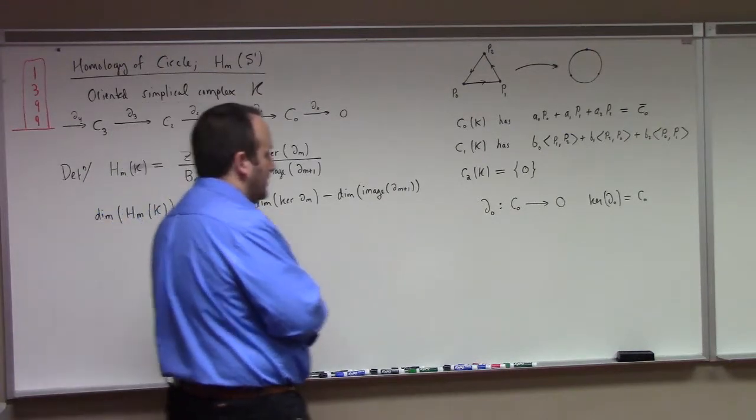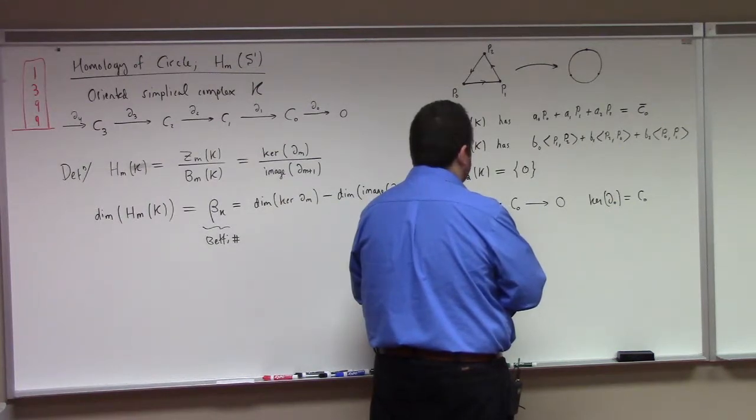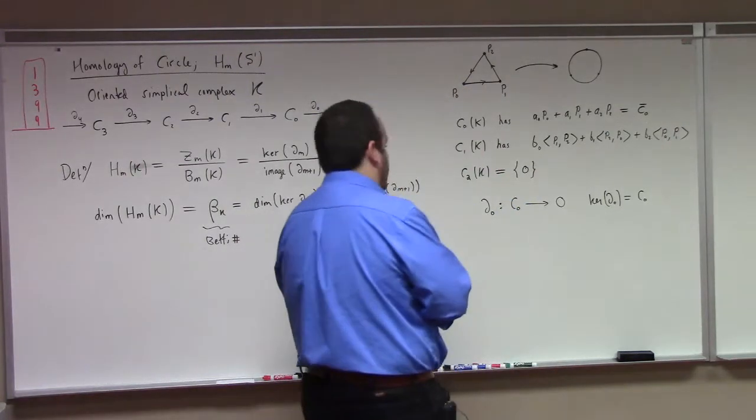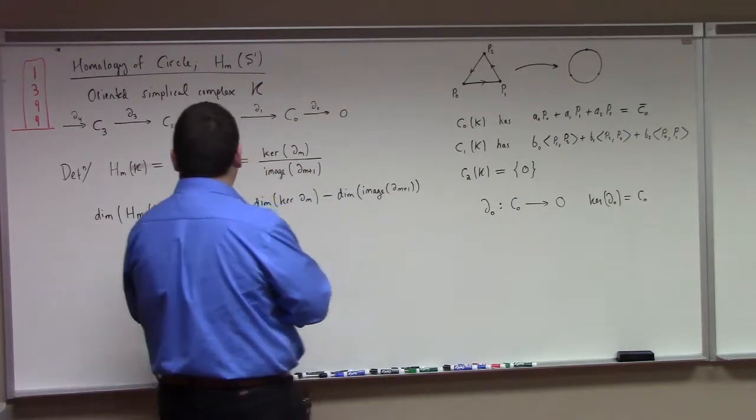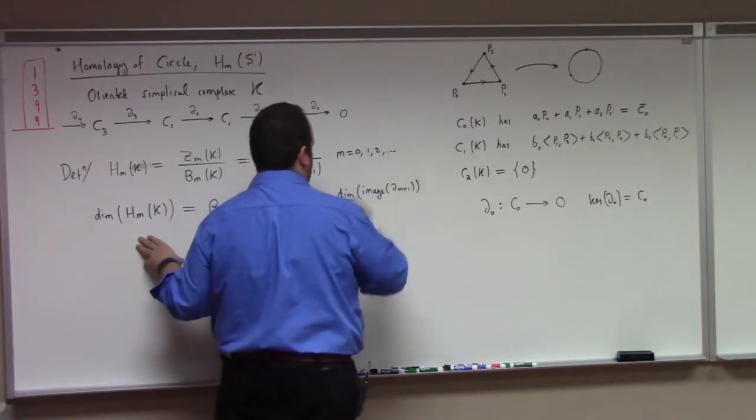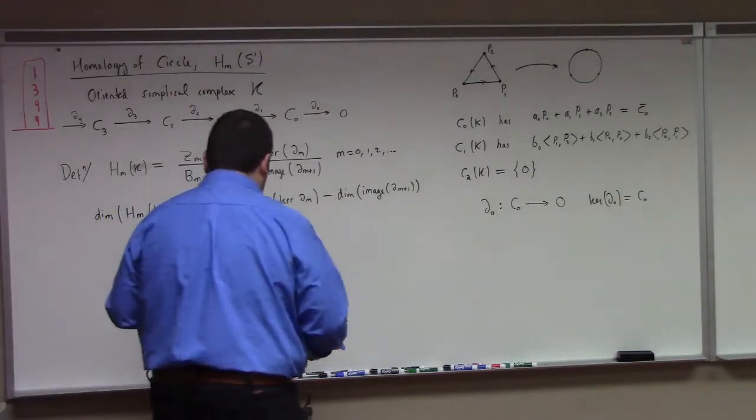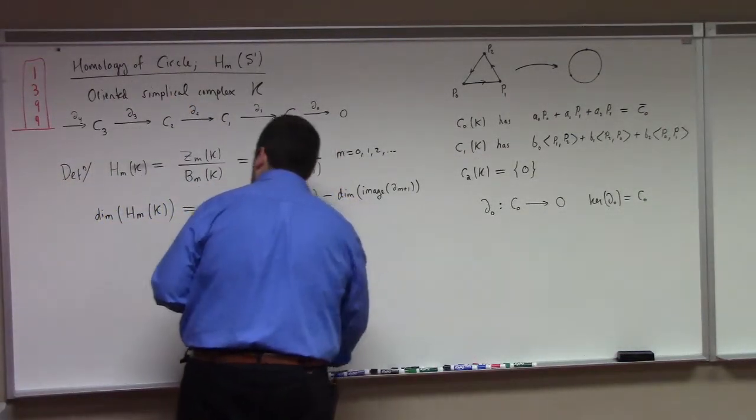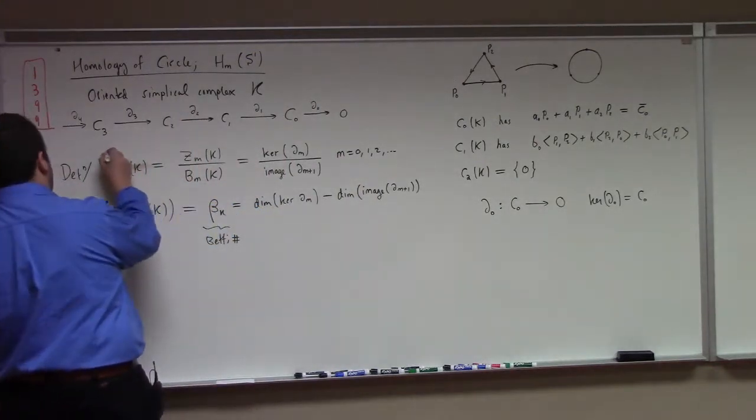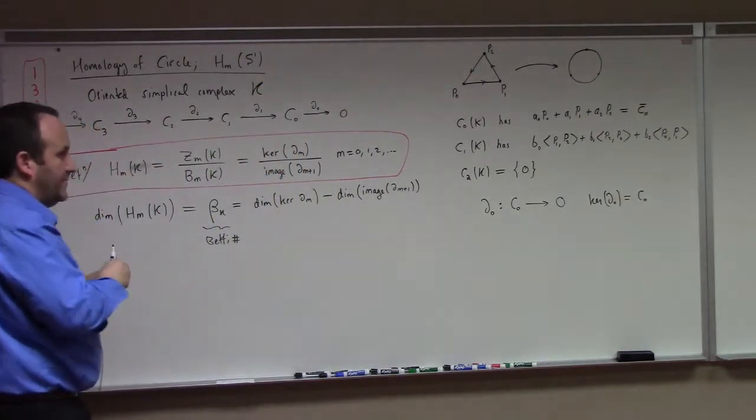What else could we say? I mean, that's all we really need, because this is for m equals 0, 1, 2, and so forth. I'm only interested in the kernel of the zeroth boundary map and up. That's pretty much all I need to say about the zeroth boundary map. How about the first boundary map?